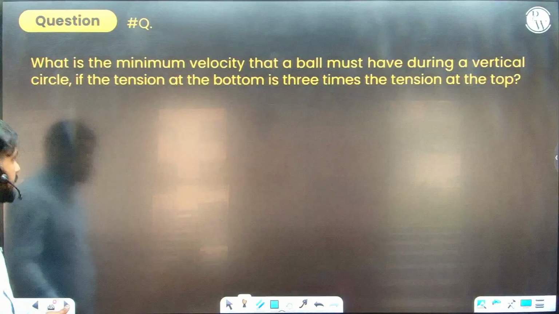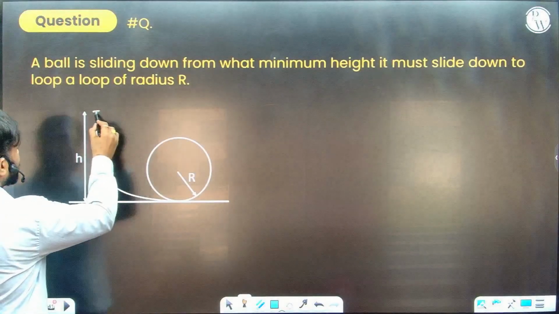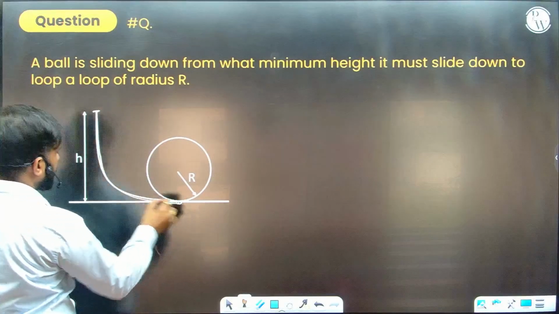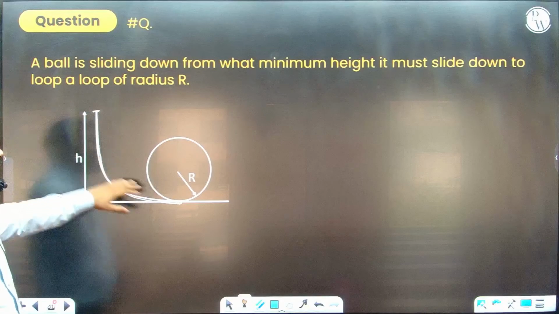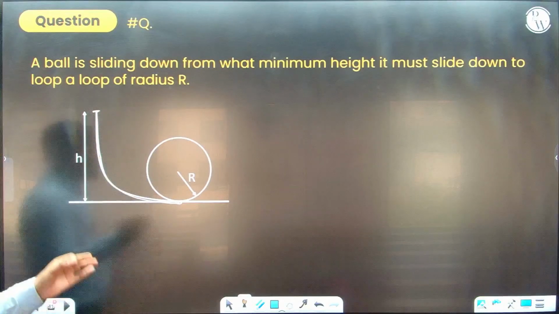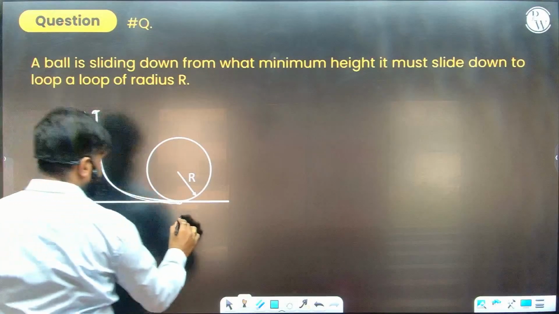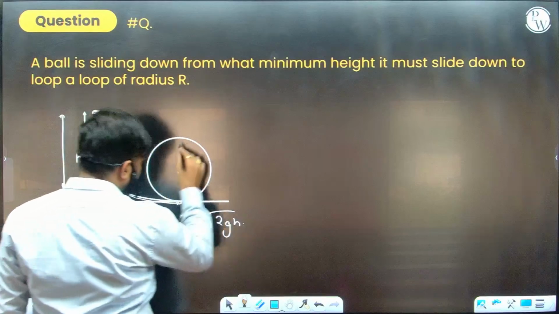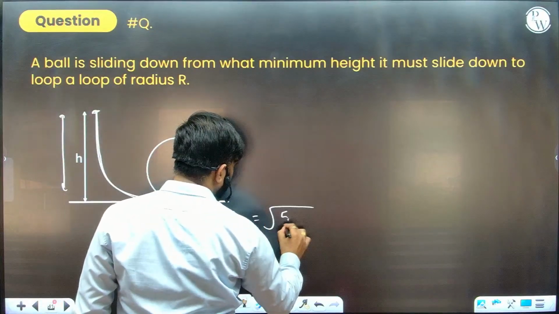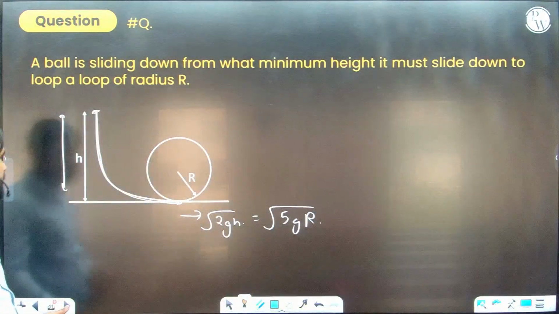Alright, let's take this one. It's again similar. What's the difference in this problem and the previous one? Just the path, nothing else. So the path can be anything. You just need to check the vertical height, and the same thing will happen here. The under root 2gh velocity should be balanced by under root 5gr. Same thing. Check it. Straightforward problem.